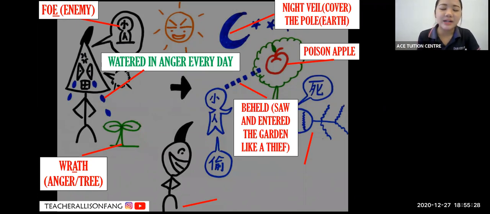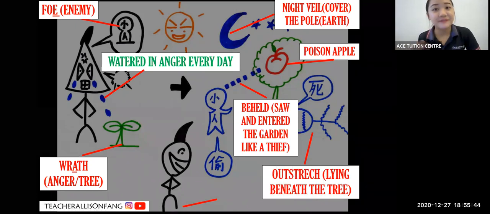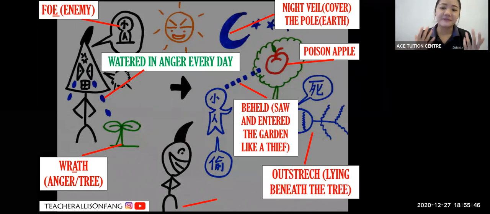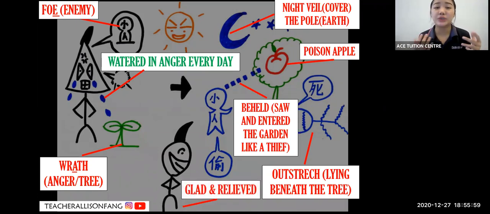So the word beheld basically means the foe saw the apple, and then he entered the garden like a thief and stole and ate the apple, and at the end he actually died. He was lying beneath the tree, and it signified his death because the apple was poisonous. In the poem, there's this word called outstretch. Outstretch meaning he was lying there and dying. So it was a truly saddening outcome, and this is what happens when you don't deal with your anger properly.